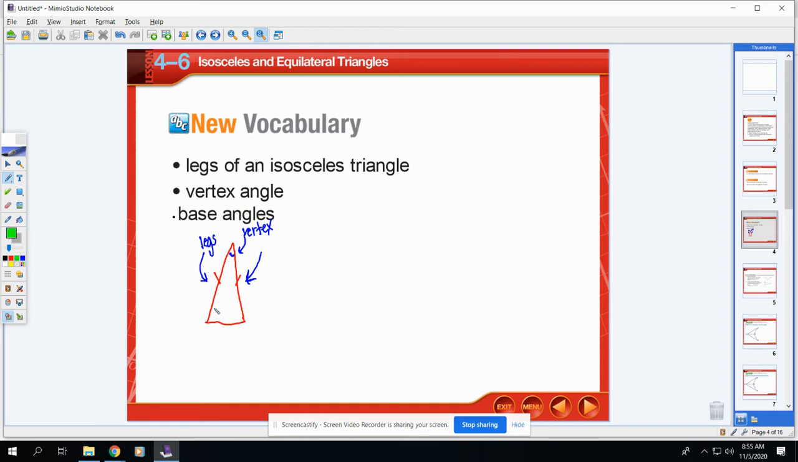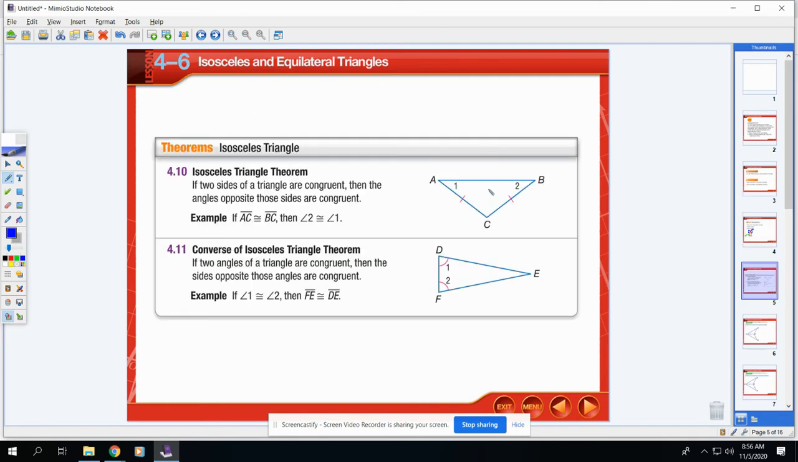And our base angles are going to be these green angles. Okay, so here, I'll point there, base angles. That's just some terms that you're going to want to know moving forward. So let's go ahead and get into our first definition.